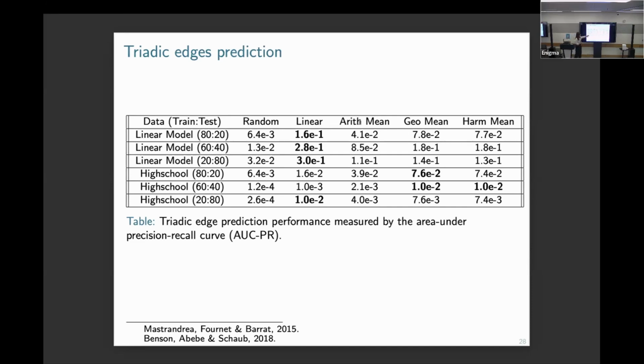However, if the training data is insufficient, if we only use the 20% of data for training, our linear model will achieve a higher area under the precision recall curve. So in that sense, when the data is sparse, the model might be useful for learning the future interaction.